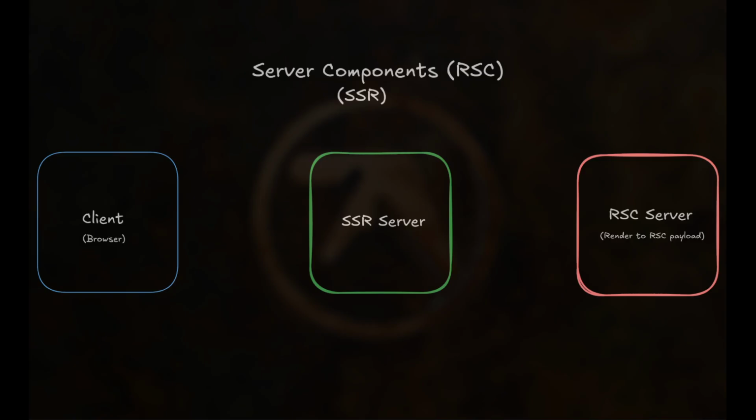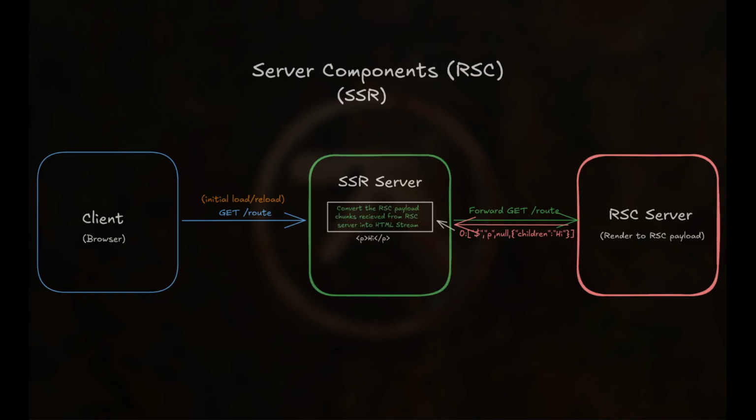In this setup, we have a client, an SSR server, and an RSC server. Firstly, we'll make a request for a particular route to the SSR server from the client. Then the SSR server will forward the request to the RSC server and we'll get the RSC stream, also called the RSC payload, version of the component that will match the route. Now on the SSR server, we'll do two things. First, we need to convert the RSC payload that we received from the RSC server into an HTML stream. This is important as the user can at least see some HTML content.